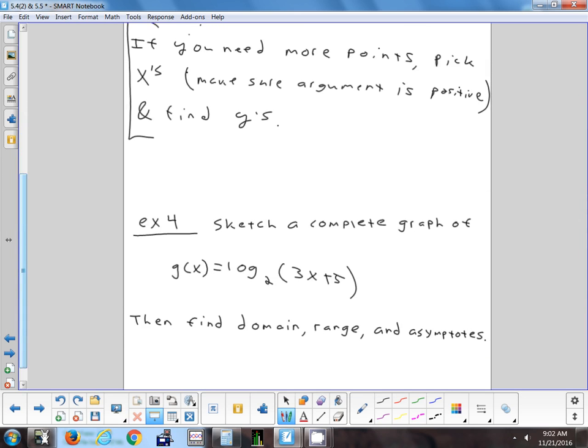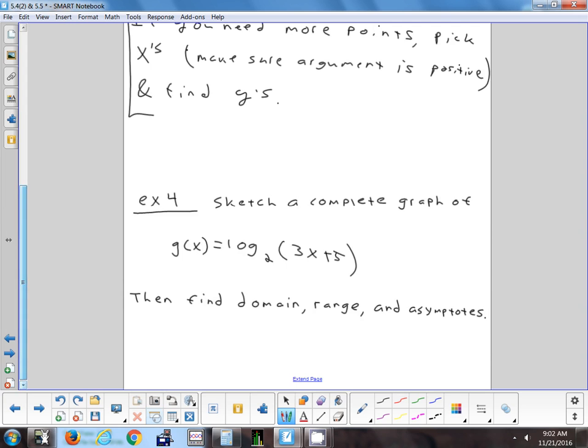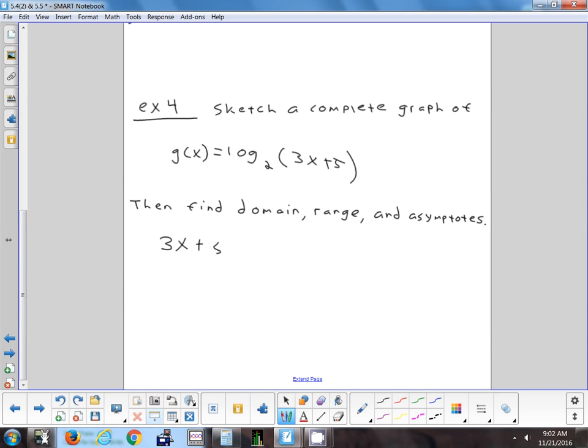We say, what was that first thing you want to figure out, your asymptote? You take something and set it equal to 0. What do you set equal to 0? Yeah, the argument, which is 3x plus 5. So take 3x plus 5, and whatever value makes the argument equal to 0, that's your vertical asymptote. So we get x equals negative 5/3. So that's the vertical asymptote.